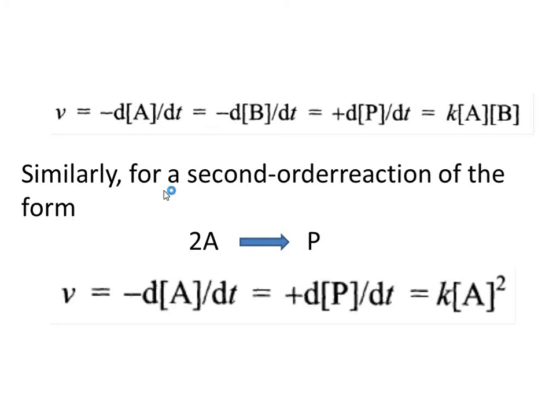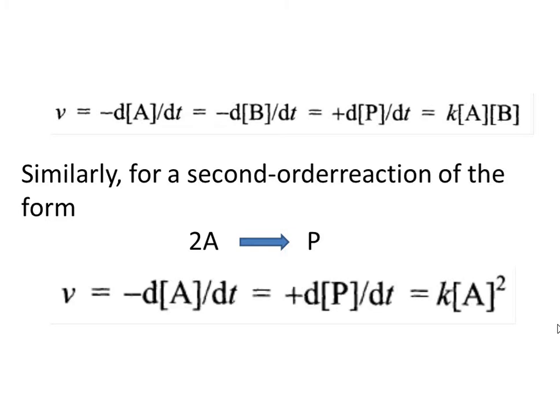Similarly, for a second order reaction of type 2A converted into product P, the equation will be V equals minus d[A]/dt equals plus d[P]/dt equals k[A] raised to the power 2.